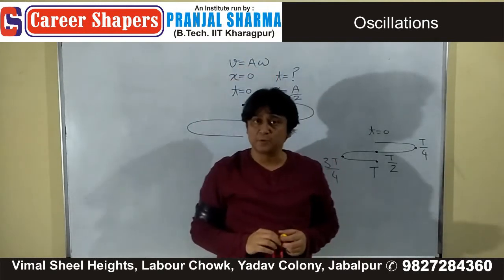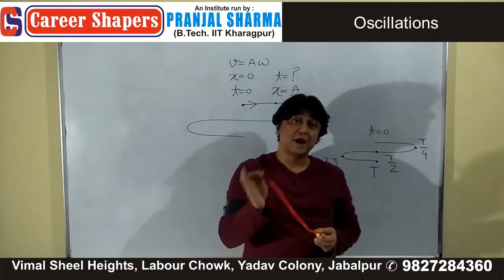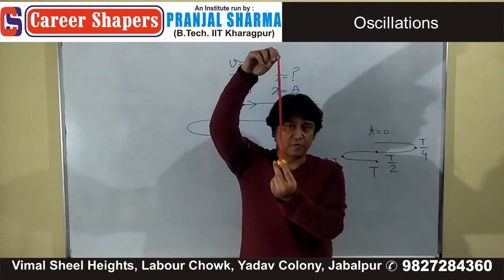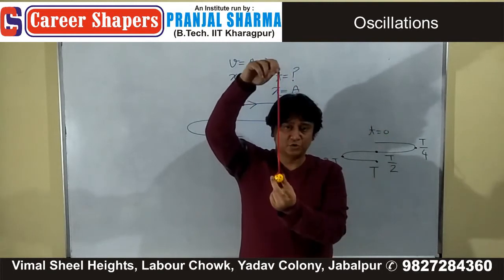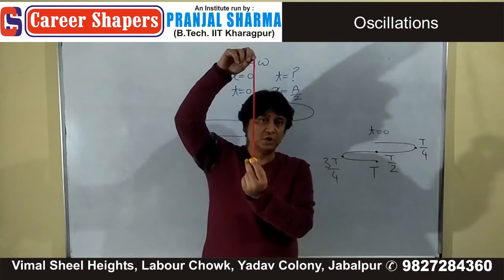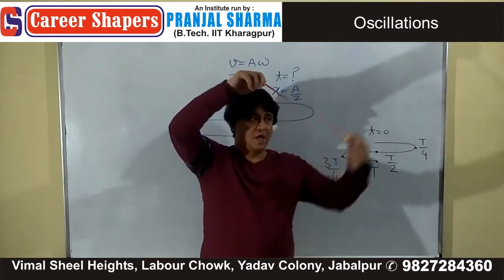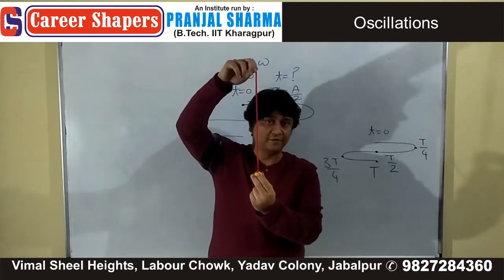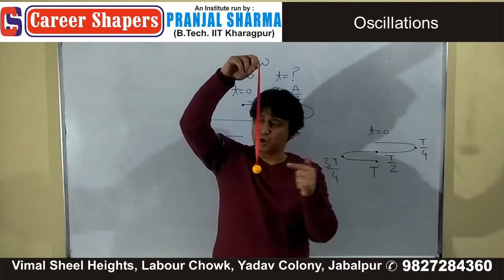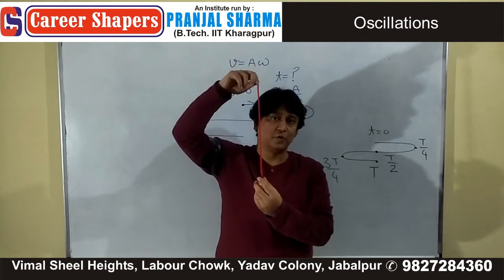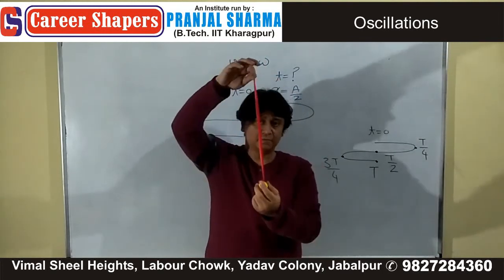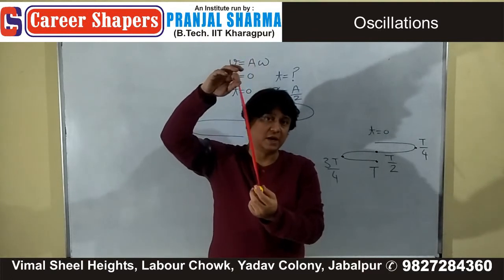It should not just repeat the position. It should repeat everything. For example, you cannot say that it started from mean position, came back to this, and the oscillation is complete. No. When it started from the mean position, it was going for positive amplitude. After this half oscillation, it is at the mean position, but is going for negative amplitude. And therefore, it is not repeating its motion completely. It repeats that after capital T time.